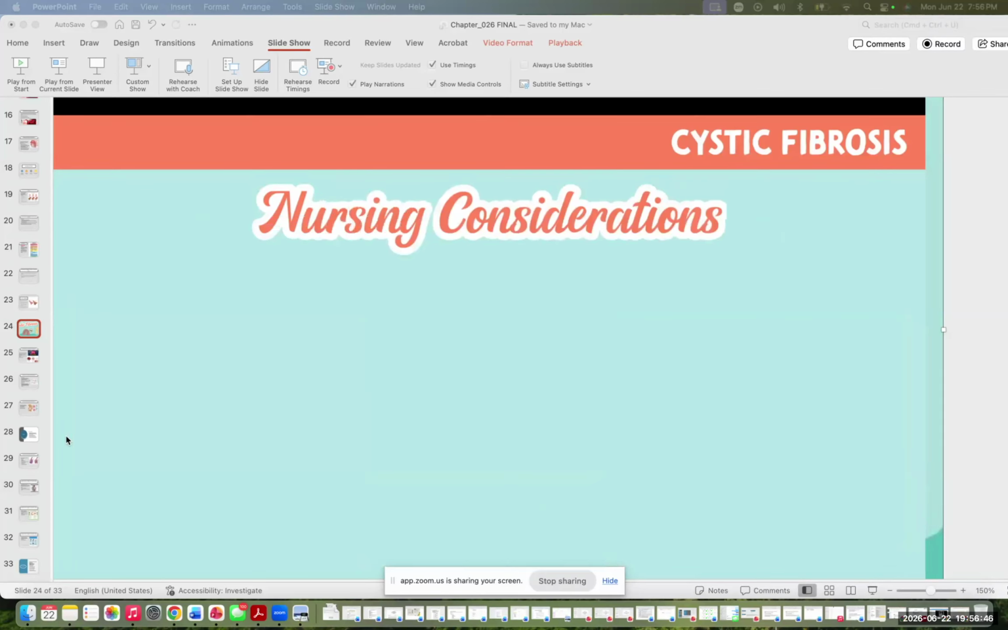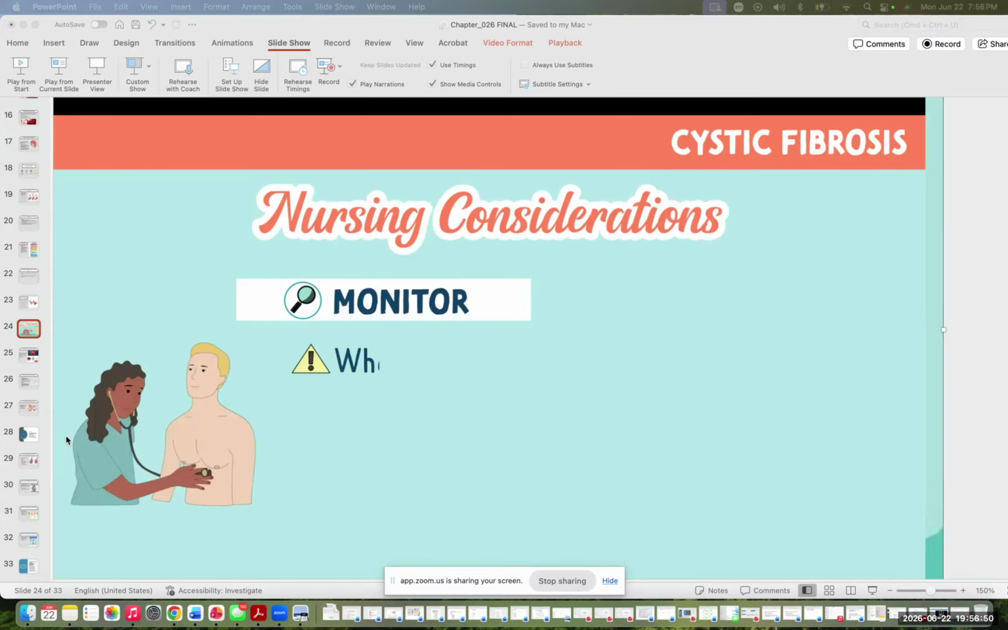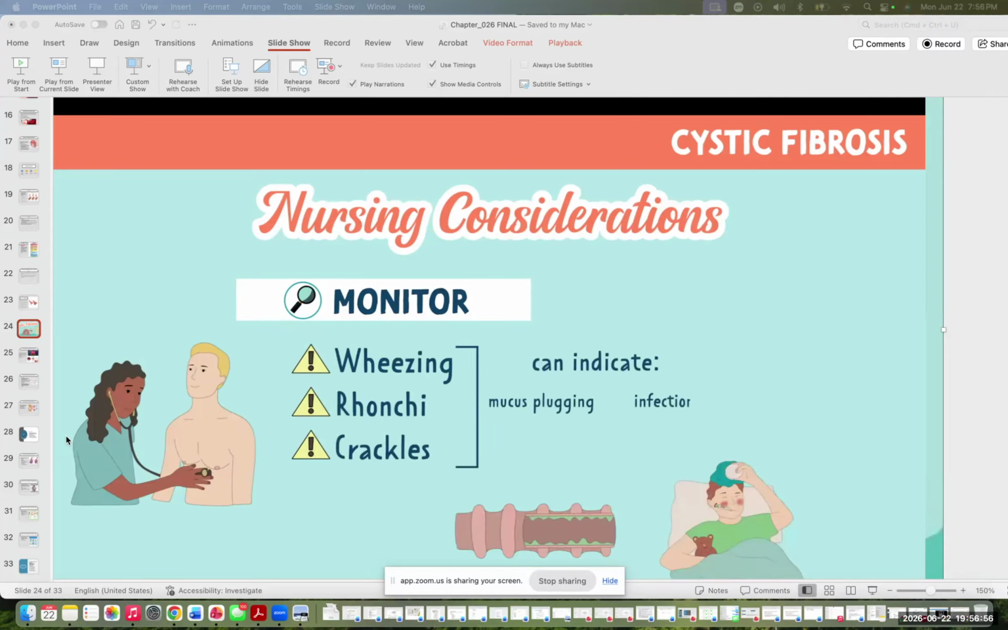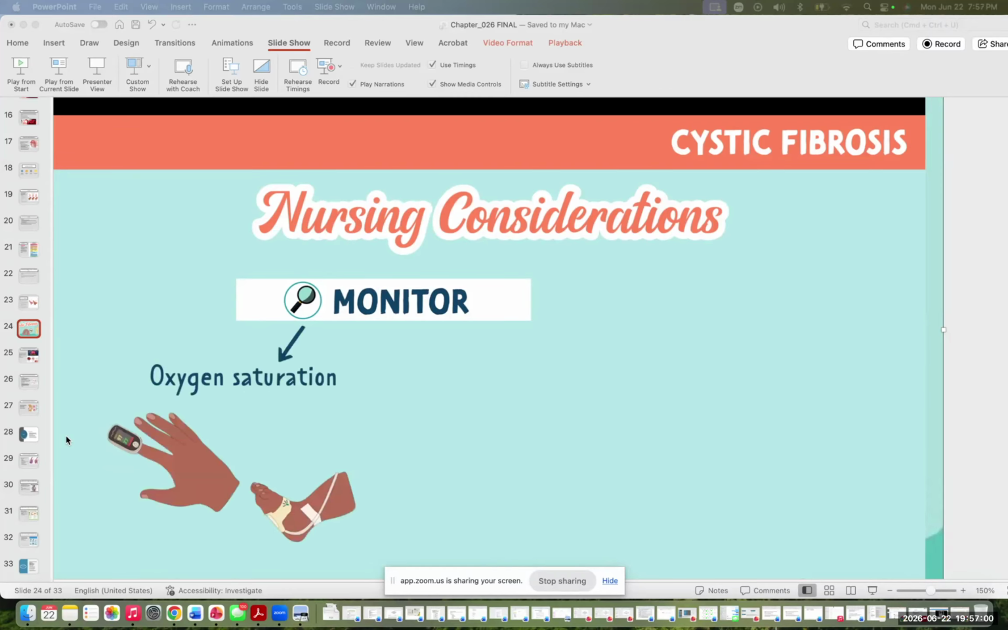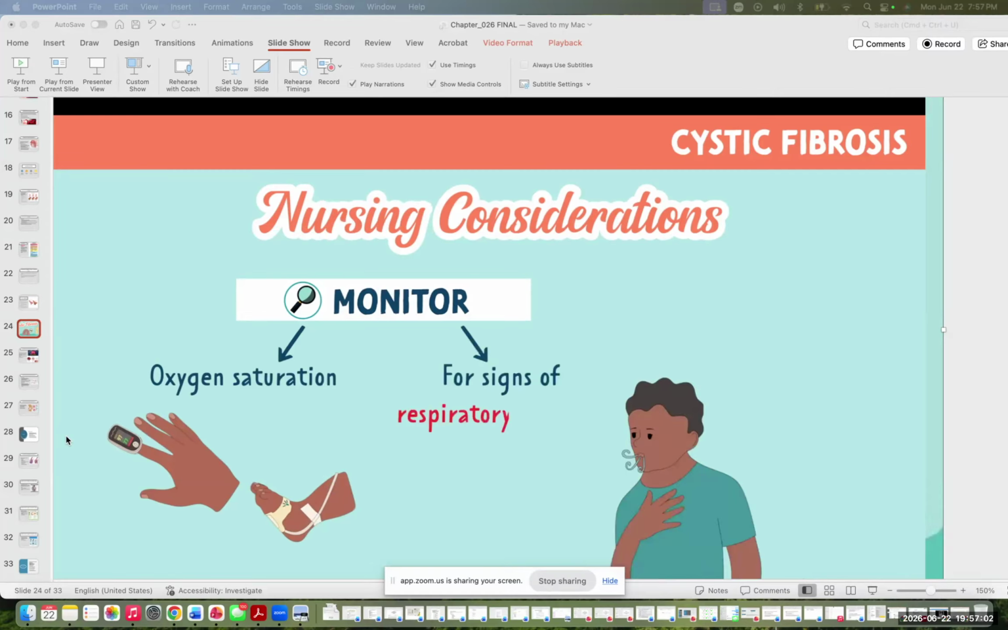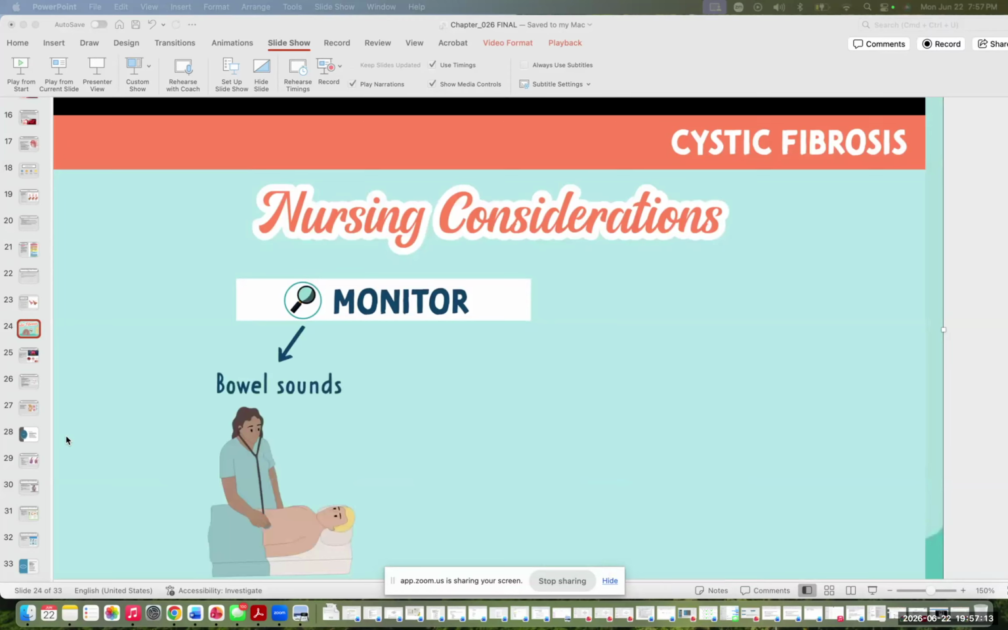Let's look at some things the nurse should be monitoring. We want to monitor the lungs for wheezing, rhonchi, and crackles. These can all indicate mucus plugging or infection. We also want to monitor oxygen saturation and for signs of respiratory distress, such as dyspnea, audible wheezing, or use of accessory muscles. We also want to monitor the patient's bowel sounds.